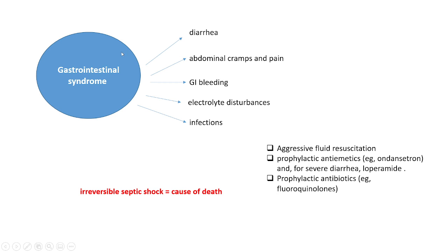Moving on to gastrointestinal syndrome, this patient should be aggressively given fluid resuscitation and there should be use of prophylactic antibiotics. Since they have high exposure to radiation, they are very prone to infection, and antidiarrheals like loperamide should be given. The patient ultimately dies of irreversible septic shock.